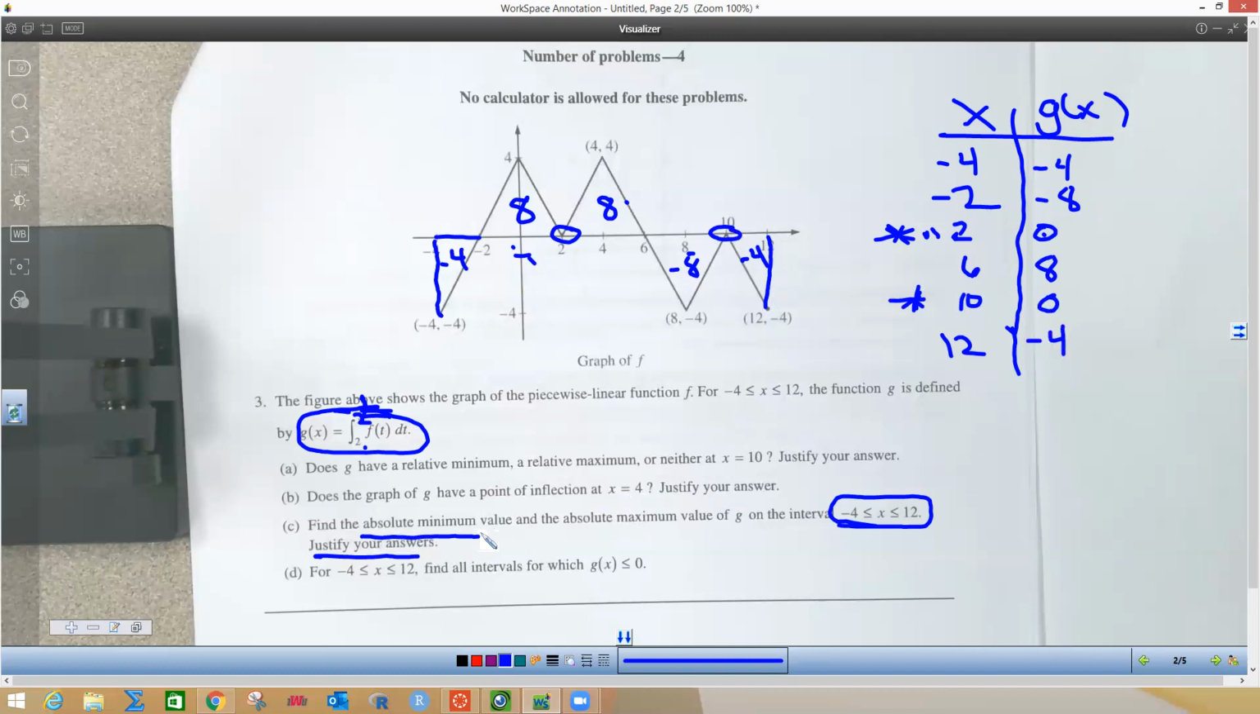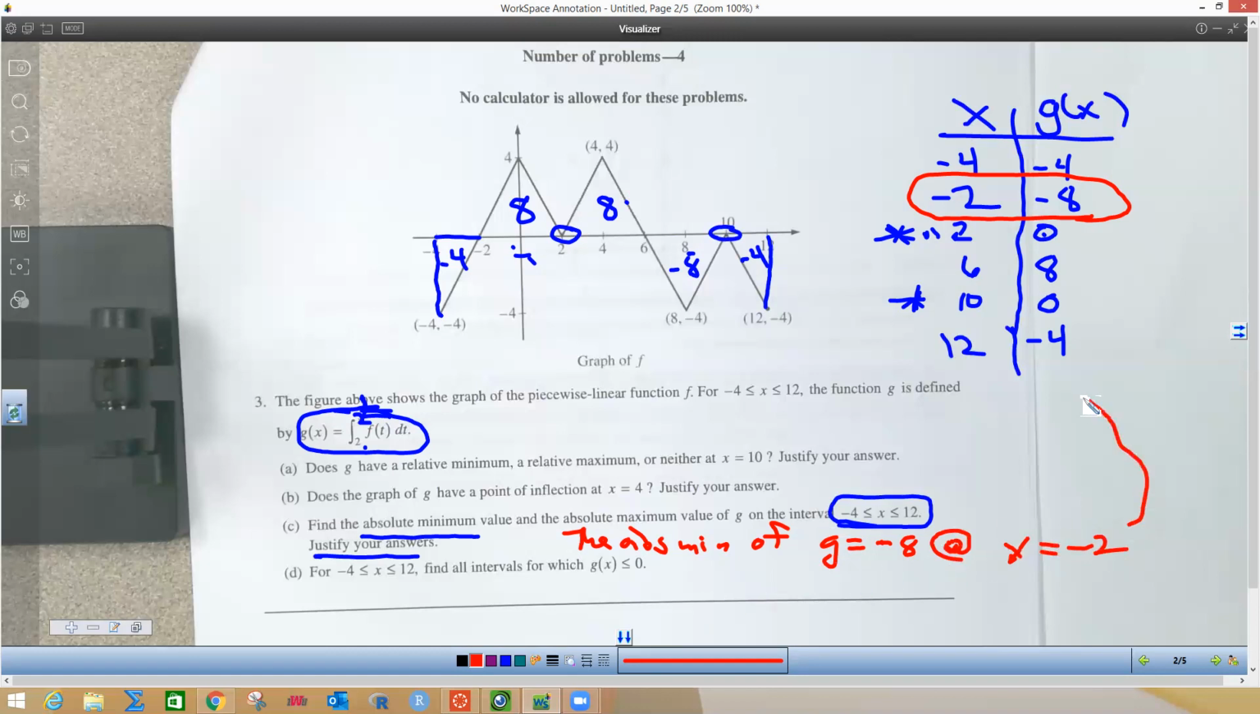Now this says, what's the absolute min? So I'm looking here, where's the lowest number? Well, the lowest number is right here. So you must say the absolute min of G is equal to -8 at x equals -2. And the reason, your justification, is your chart. That chart will do it for you.